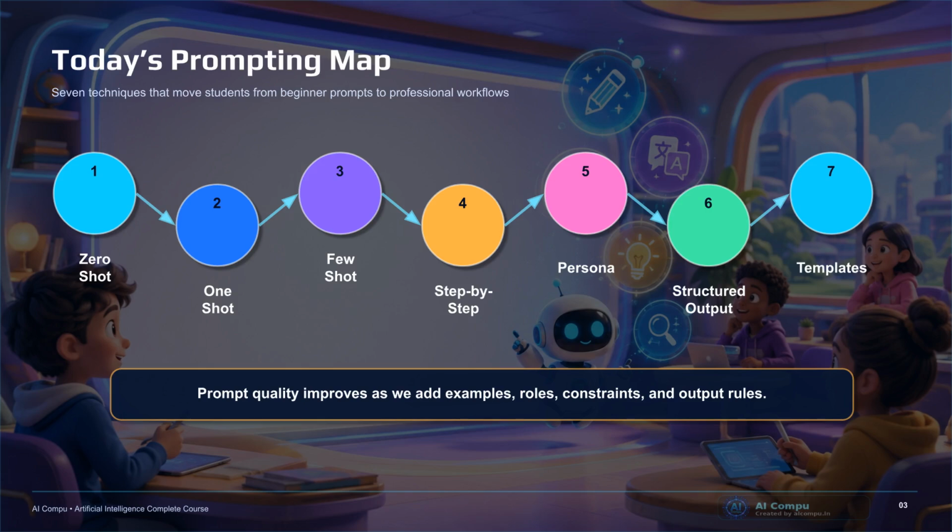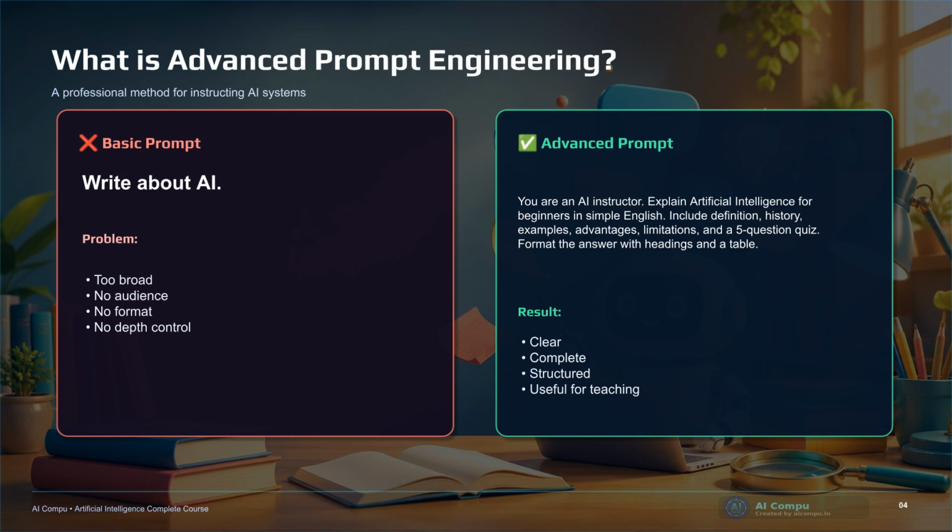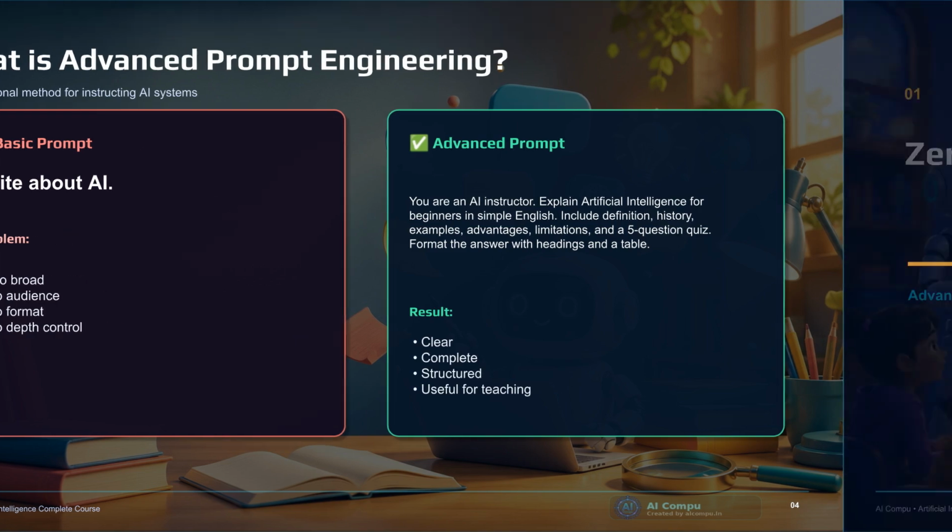Here is our roadmap. We will progress through 7 key techniques, starting from simple zero-shot prompts and moving toward professional, templated workflows. Remember, prompt quality increases as you add more context, roles, and constraints. Advanced prompt engineering is all about professional instruction. Compare these two prompts: a basic, write about AI versus an advanced structured request. The difference in result quality is significant.